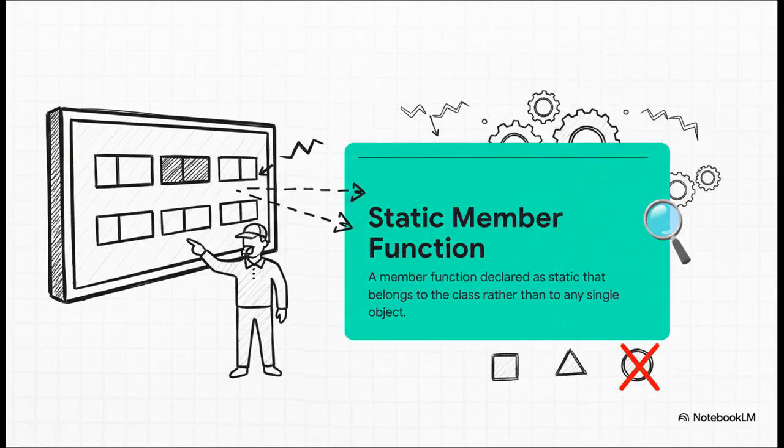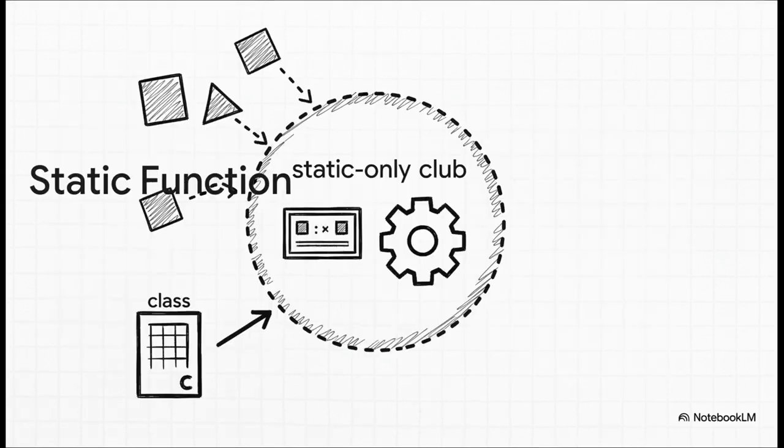It's a function that also belongs to the class as a whole, not to any single object. It's basically the designated scorekeeper for our class scoreboard. So here's the deal with these functions. Since they don't belong to a specific object, they can only access other static members. It's like a statics-only club, and that leads to their coolest feature. You can call them directly using the class name itself. You don't even need an object to exist yet.